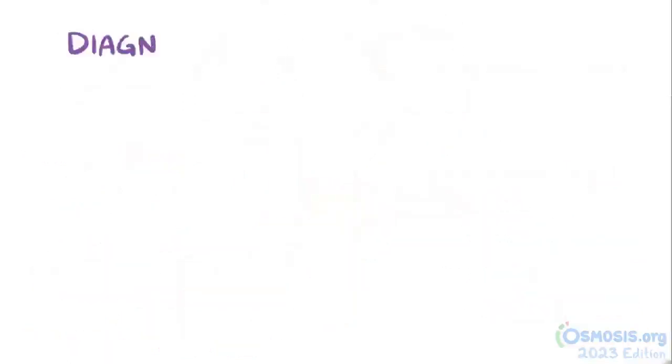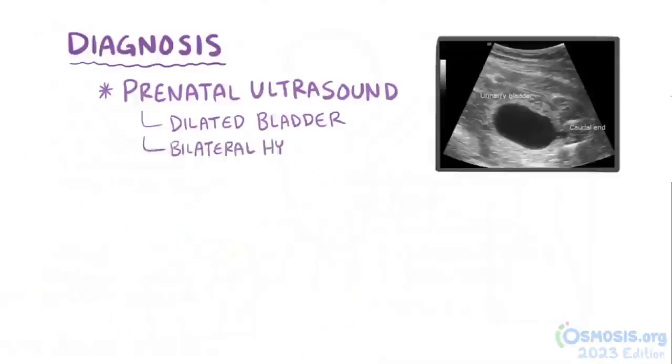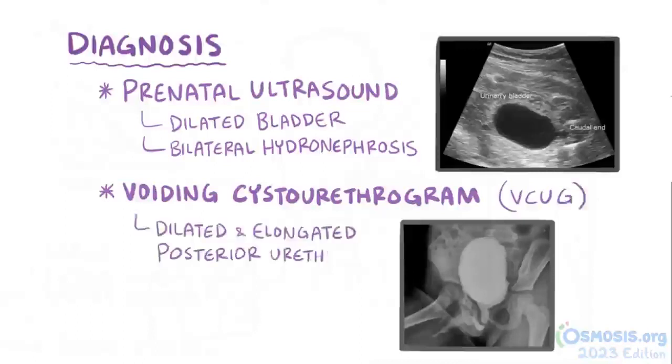Often PUV can be diagnosed by prenatal ultrasound, which can show a dilated bladder, thickened bladder wall, and bilateral hydronephrosis. If not found prenatally, though, postnatal diagnosis might be done by voiding cystourethrogram, or VCUG, which shows a dilated and elongated posterior urethra.